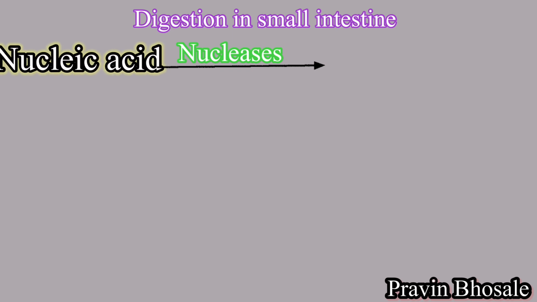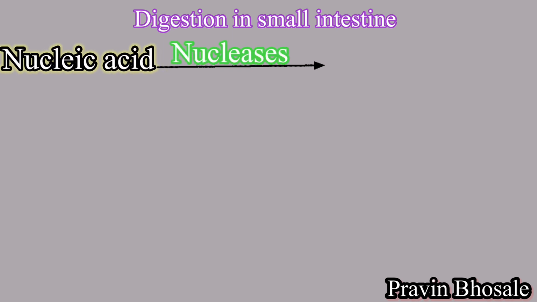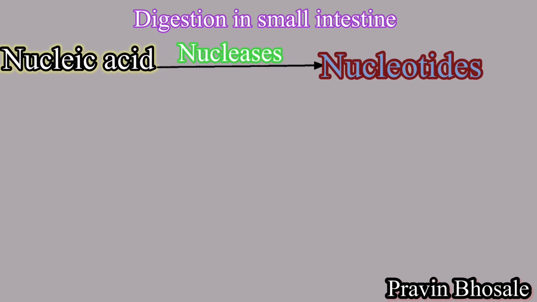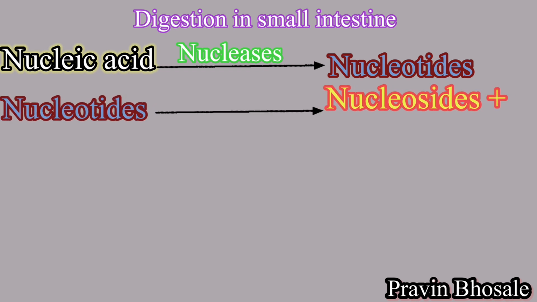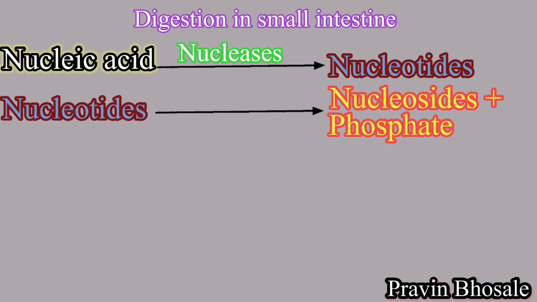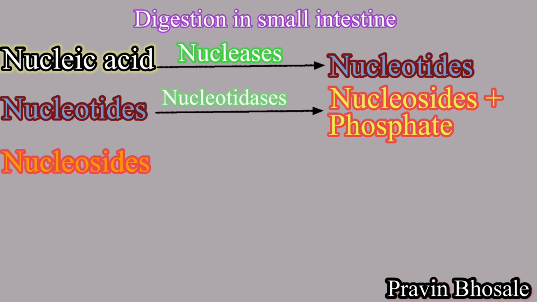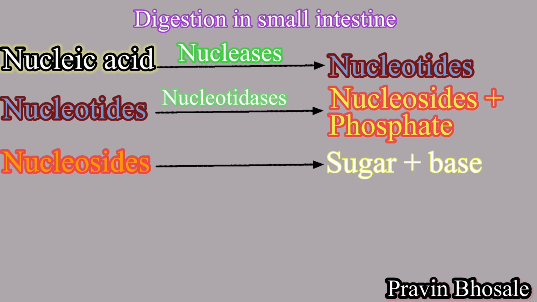Means your nucleic acid, by the action of nucleases, gets broken down to nucleotides. Nucleotides are broken down to nucleoside and phosphate; the enzyme here is nucleotidases. Nucleosides are further broken down to sugar and nitrogen base. The enzyme here is nucleosidases.